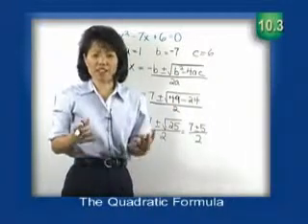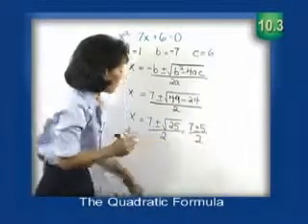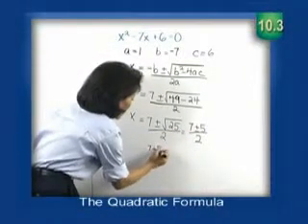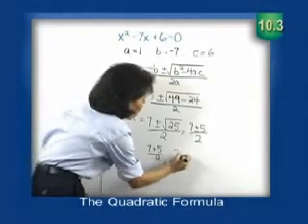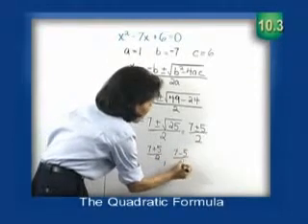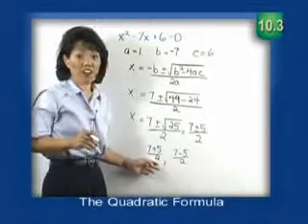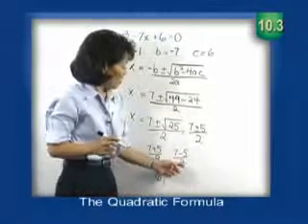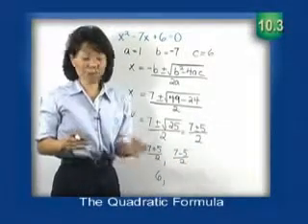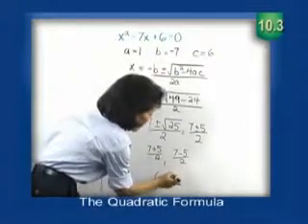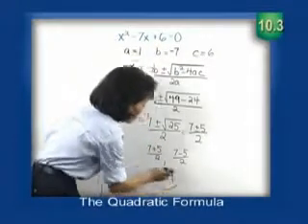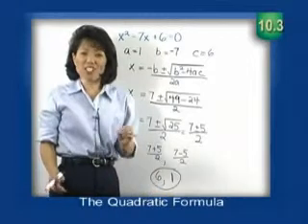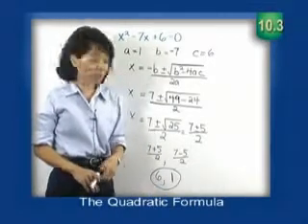Now what does that mean, 7 plus or minus 5 all over 2? This represents two solutions: 7 plus 5 over 2 and 7 minus 5 over 2. 7 plus 5 is 12, divided by 2 gives me 6. 7 minus 5 is 2, divided by 2 is 1. So that tells me that my two solutions for this quadratic equation are 6 and 1. You can check that simply by using the factoring method.